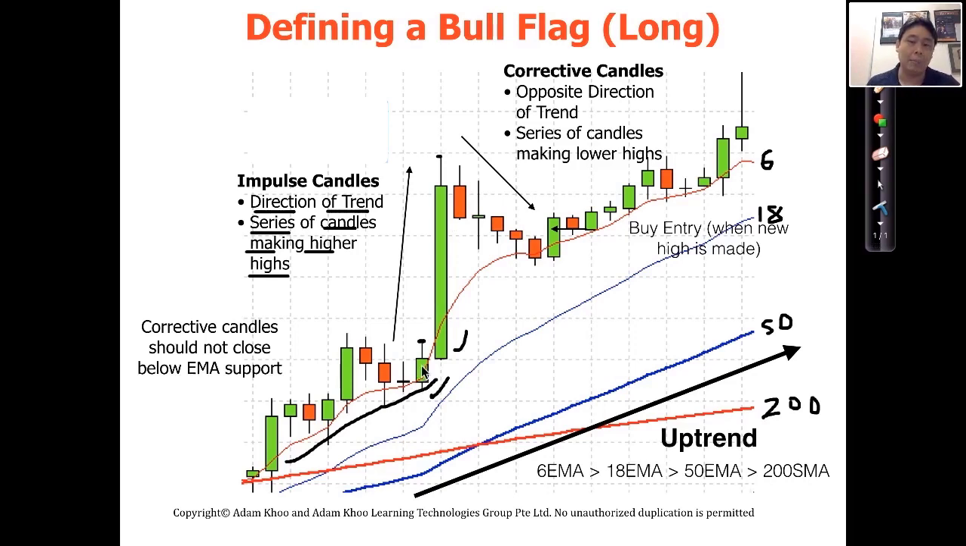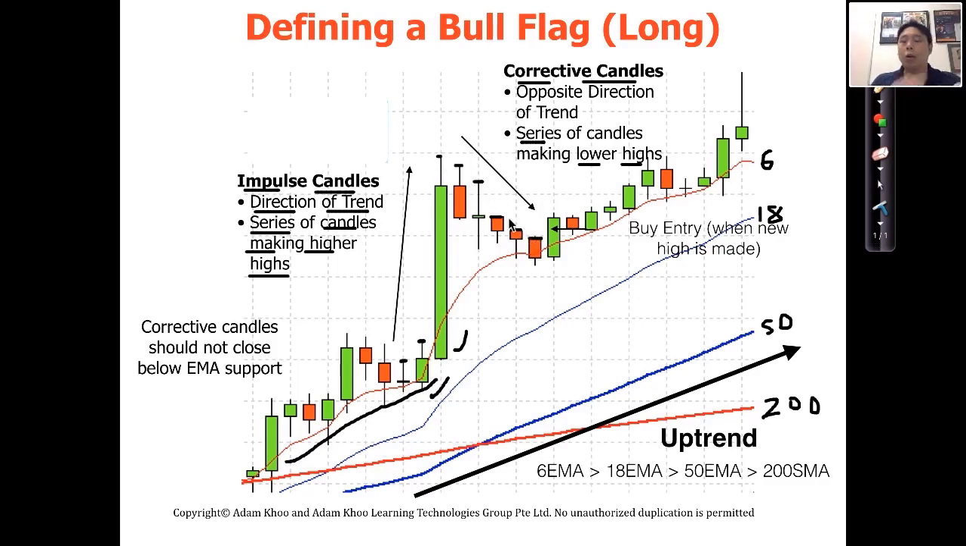Okay, so in this case, you can see this impulsive wave going up, and then you've got the corrective candles. And again, the corrective candles are now making a series of lower highs. So you can see from this high to this high, there's higher high, higher high. So impulsive candles, that's your flagpole. Once you reach that highest high, you start to make lower highs, lower highs, lower highs. So you're looking for those lower highs, right? So this is your flag.